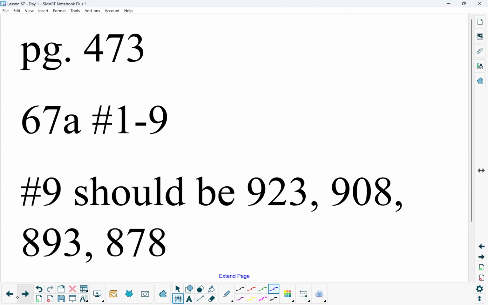So for your assignment, I want you to work on page 473, Set 67A, do problems 1 through 9. Number 9 does have a typo. That sequence should go 923, 908, 893, 878. In the textbook, I believe it goes 923, 908, 993 instead of 893. If you follow what the book has, it's no longer arithmetic and it's not going to work out. So use those four numbers for number 9.